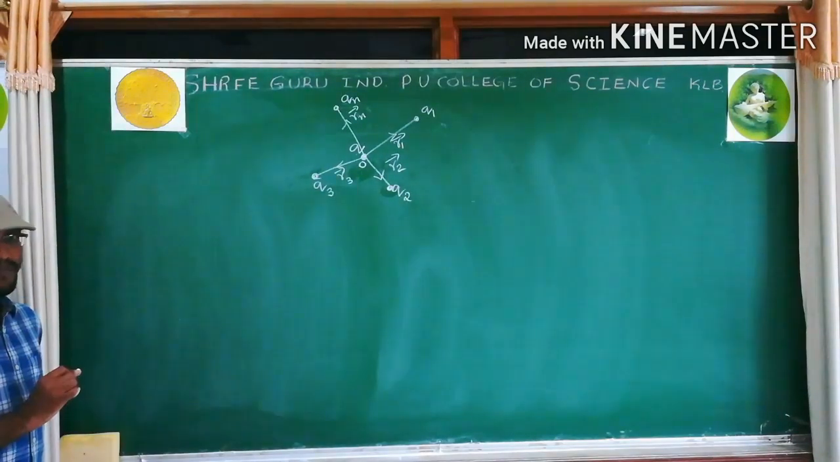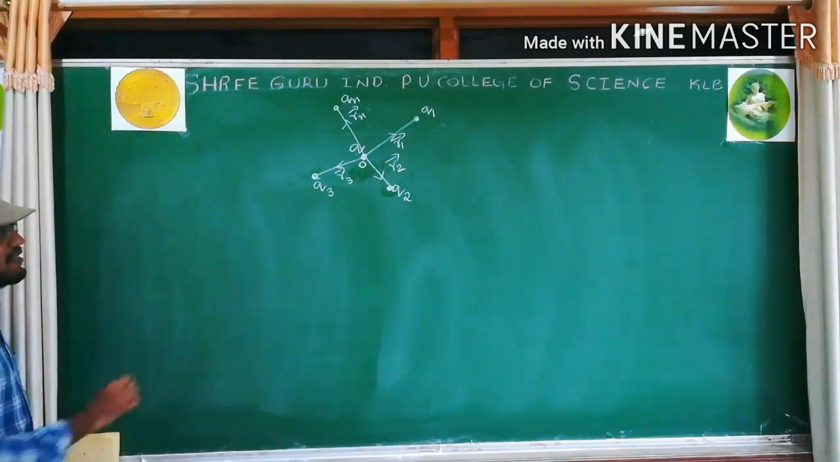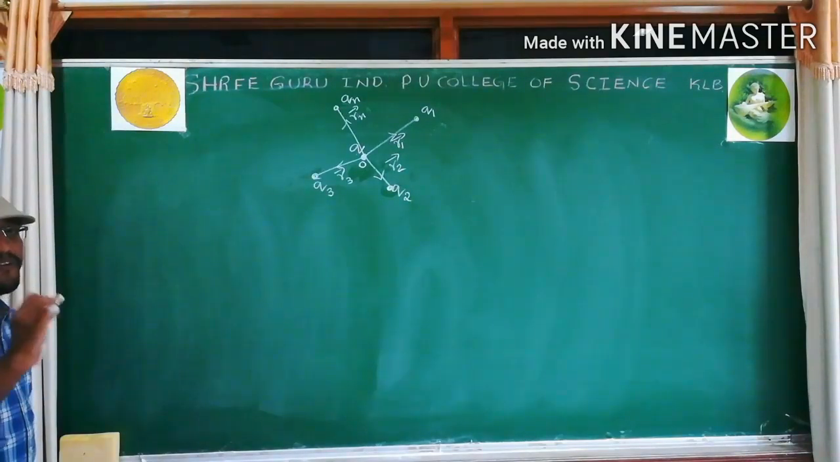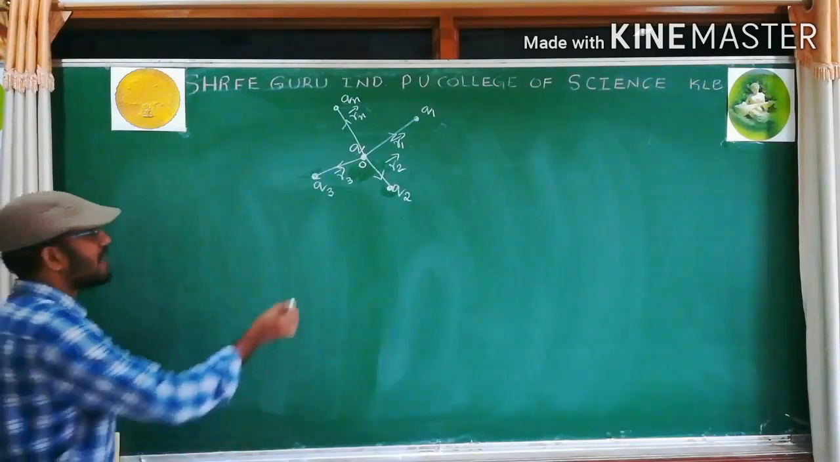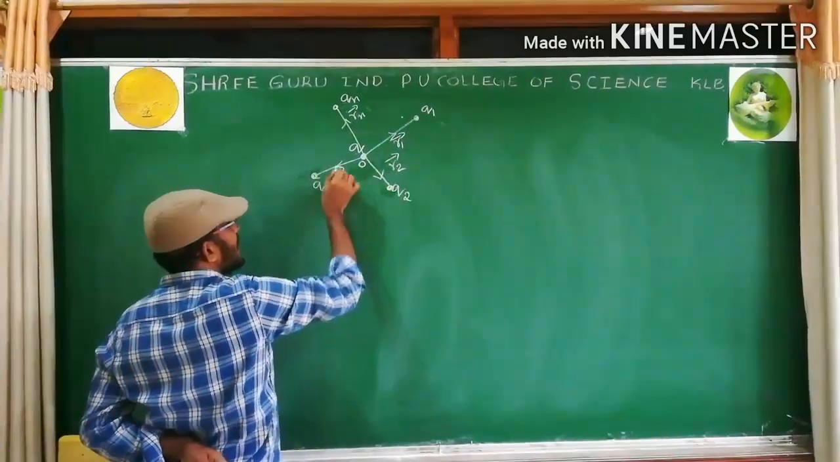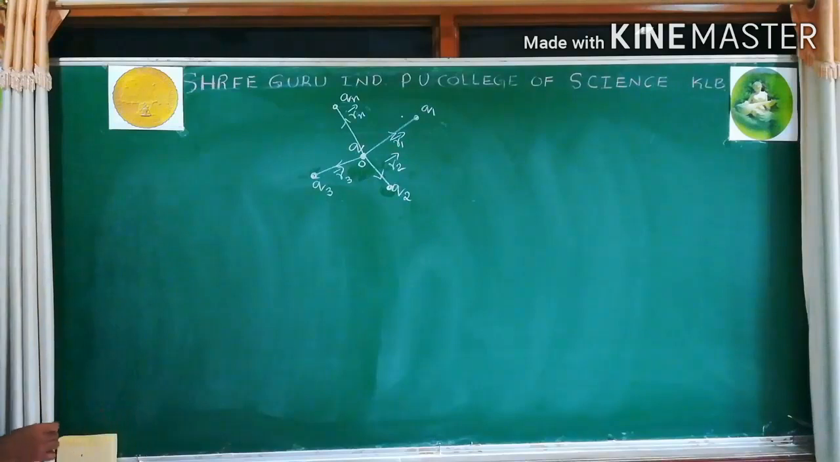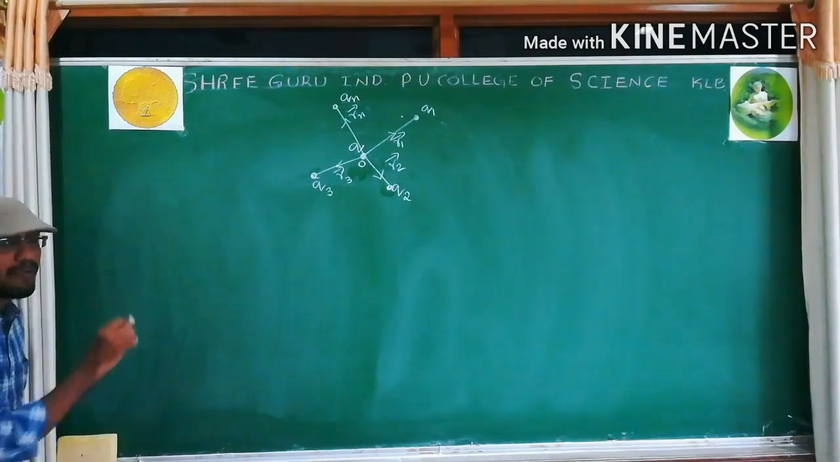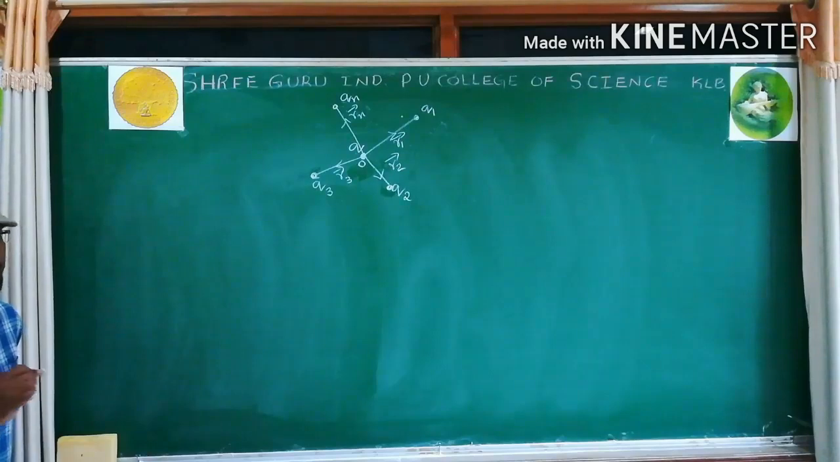The resultant force on any charge due to a number of other charges is equal to the vector sum of all the forces due to the other charges on this charge, all taken at a time. It is not correct to take one force, then the next, ignoring the first or second one. This is not the correct one. All forces together at a time we need to consider.